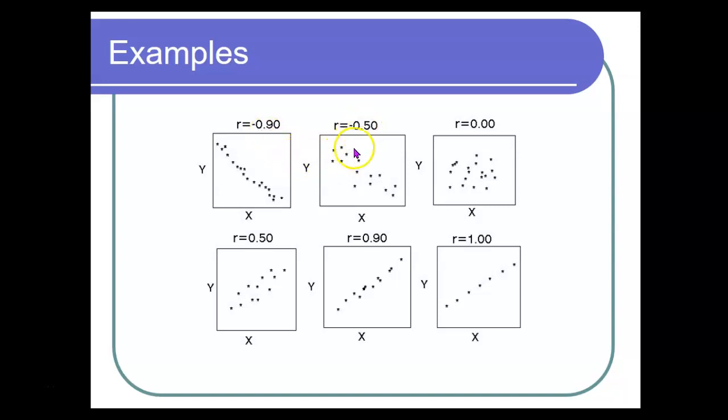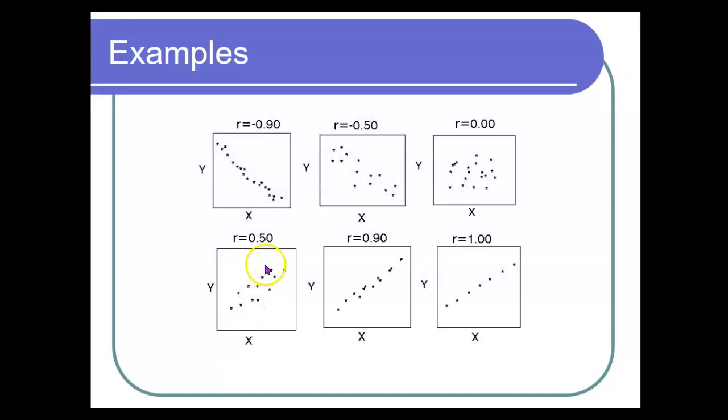Here's where R is negative 0.5. They still go down from left to right, but they don't line up nearly as well. They're kind of scattered all over. They're really scattered all over here. Here is where R is 0, which means there's no relationship at all between X and Y. X can be big or small, and that doesn't tell you anything about what Y might be.